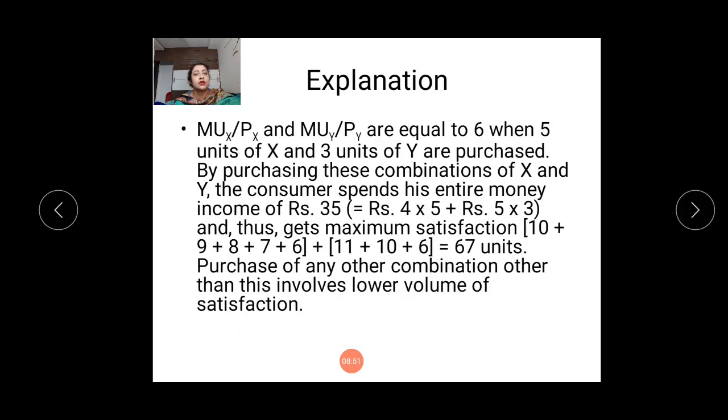Okay, so MUx by Px and MUy by Py are equal to 6 when 5 units of X and 3 units of Y are purchased. By purchasing this combination of X and Y, the consumer spends his entire income of rupees 35 and thus gets maximum satisfaction. Purchase of any other combination other than this lowers the volume of satisfaction.